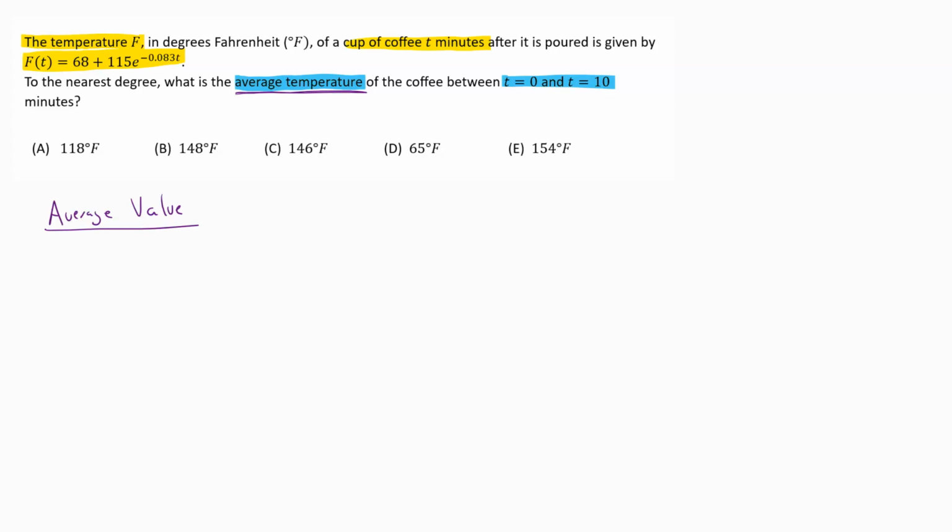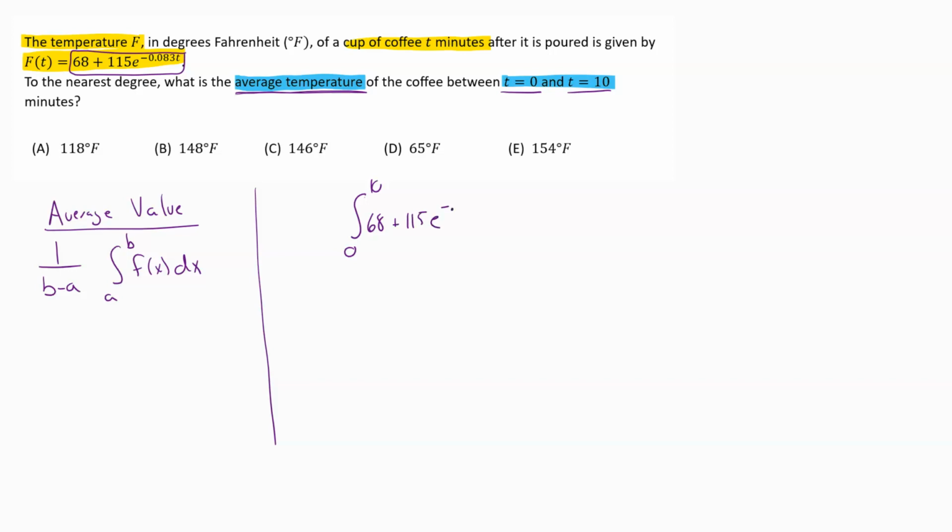And when we're doing an average value problem, the average value is an integral setup. And that integral setup always looks the same. It's 1 over b minus a times the integral from a to b of whatever it is you're trying to find the average of dx. So for our specific problem, I would be going the integral from a lower bound of 0 to an upper bound of 10, and then we've got our equation that we're trying to find the average of here. So this would be 68 plus 115 e to the negative 0.083 t dt, and then we just have to multiply by 1 over b minus a, so this would be 1 over 10 minus 0. And this is the integral we need to find.